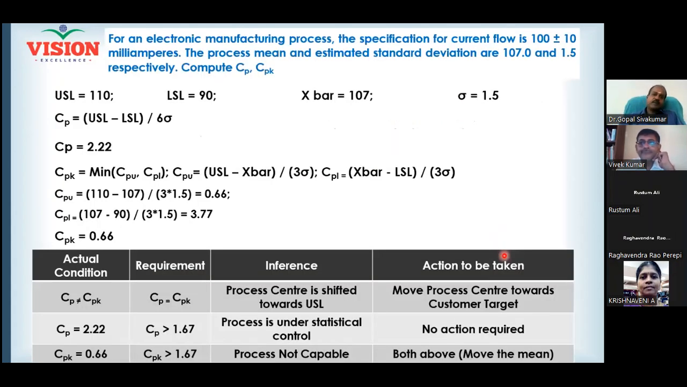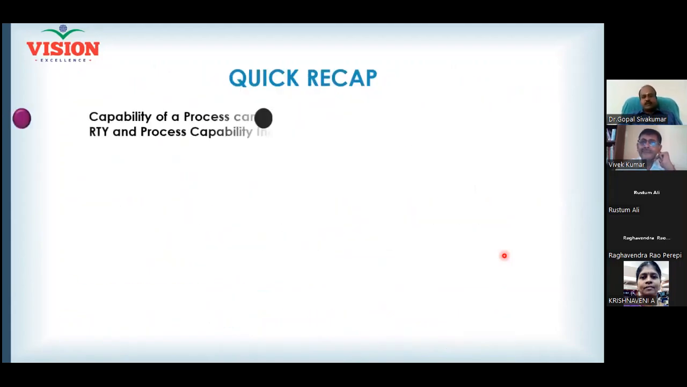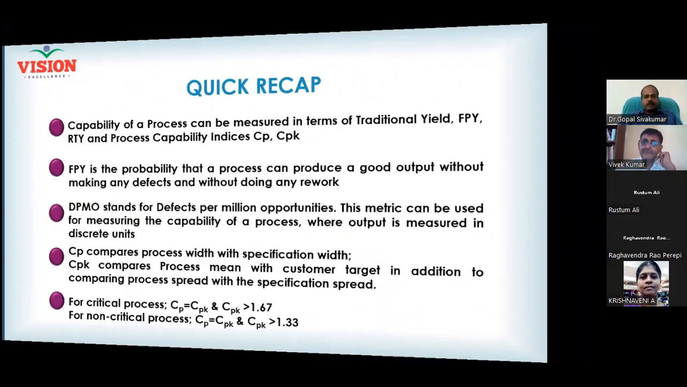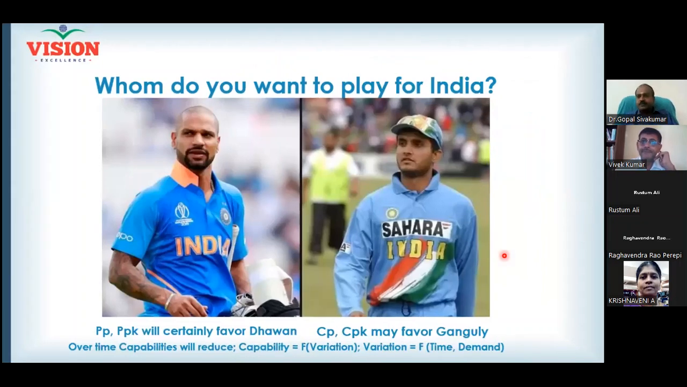Yes, sir. And now all these things, I'm not going to get into the detail. Now coming to PP and PPK. Now there are two players I'm showing. Both are Indian team batsmen. This is Shikhar Dhawan, and this is Ganguly. Now you can have one member in your team, whom you would like to have? Your team is going to play an important match. Would you like to play with Shikhar Dhawan in your team or Saurav Ganguly?